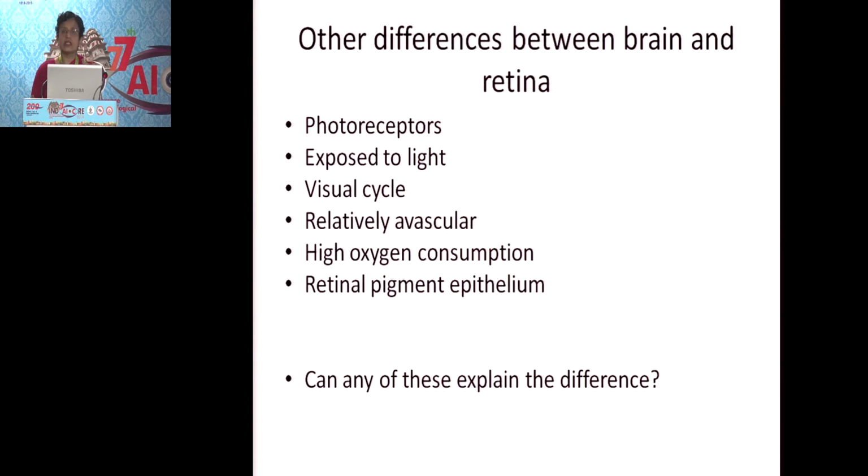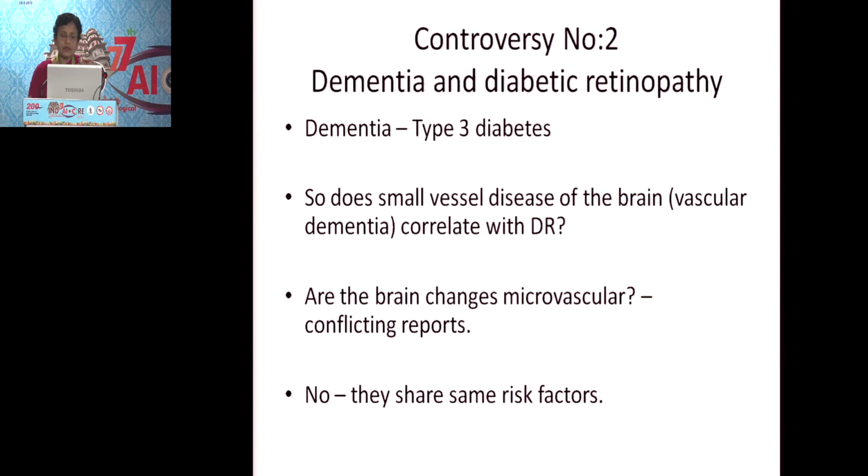What is so isolated in the retina that makes it trigger all these responses? Is it because we have photoreceptors in the retina, or is it because we are exposed to light? Is light the stimulus? Or is it the visual cycle, which is different? Of course, we don't have it in the brain. Or is it because the retina is relatively avascular and consumes a lot of oxygen? Or is it the retinal pigment epithelium? As you can see, there are several organs or cellular structures that are different in the retina from the brain, but we do not know which of these structures may be responsible for the differences.